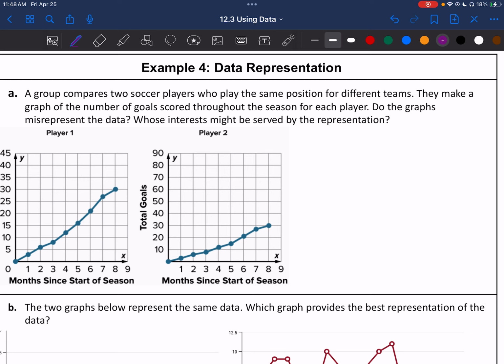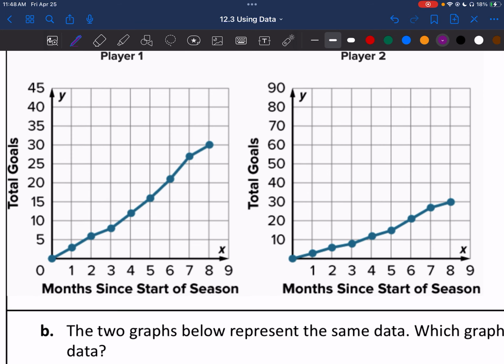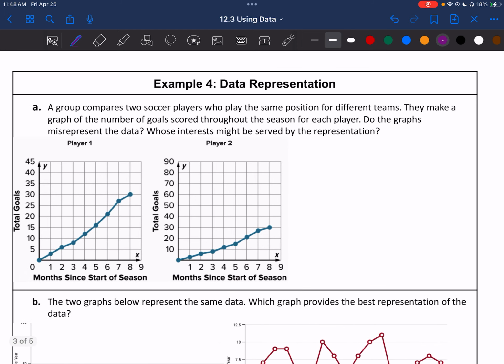So first off, we have letter A here. A group compares 2 soccer players who play the same position for different teams. They make a graph of the data of goals scored throughout the season for each player. Do the graphs misrepresent the data, and whose interest might be served by that representation? So if we look at our 2 players, we see that they have both scored 30 goals. Whose graph looks like they've scored more goals? Player number 1.